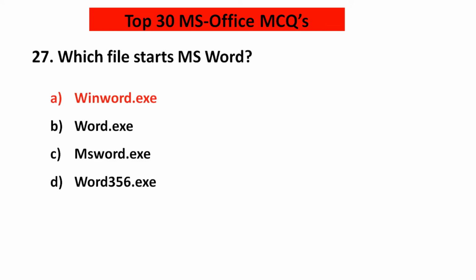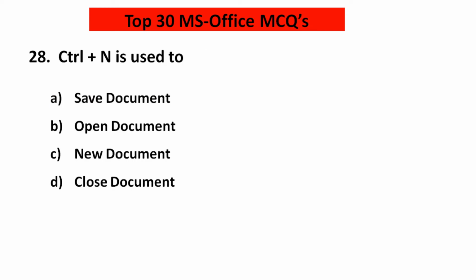Next question. Ctrl plus N is used to: option A. Save document, B. Open document, C. New document, D. Close document. And the right option is C, new document.